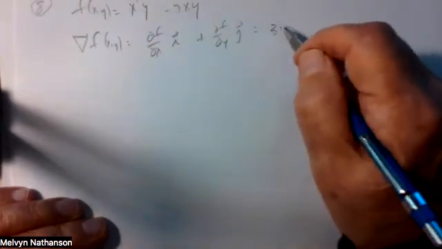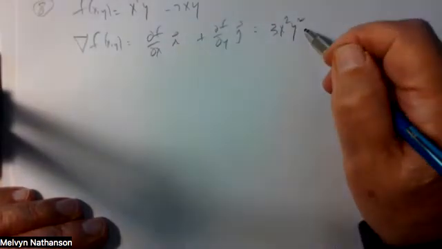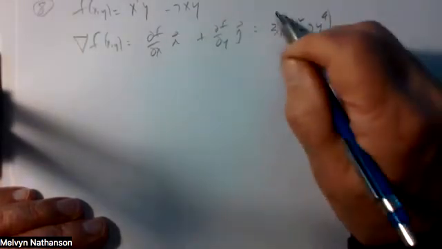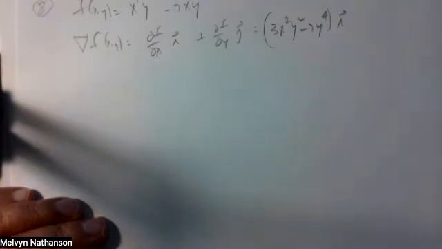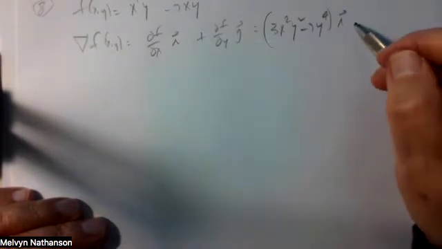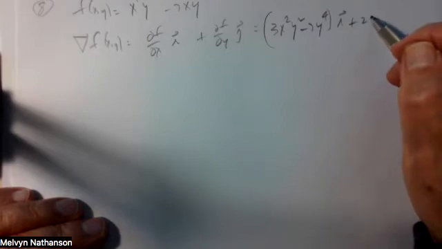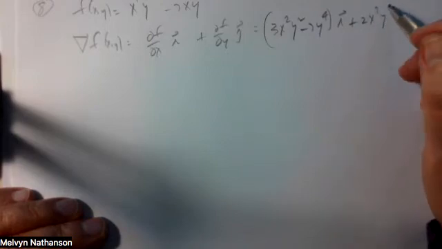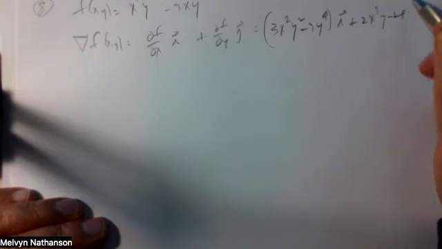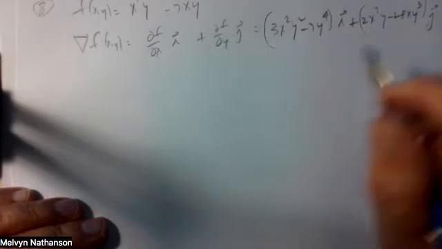If you take the partial of f with respect to x, you get 3x squared y squared minus 7y to the fourth i. Partial of f with respect to y is 2x cubed y minus 28xy cubed j.